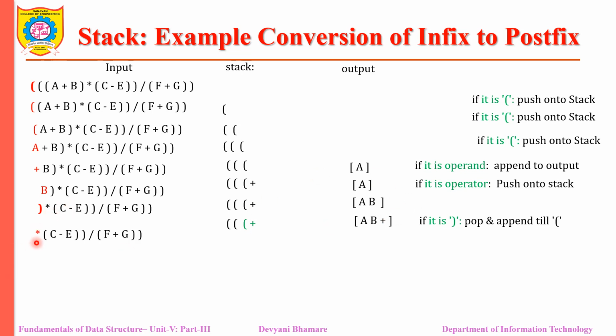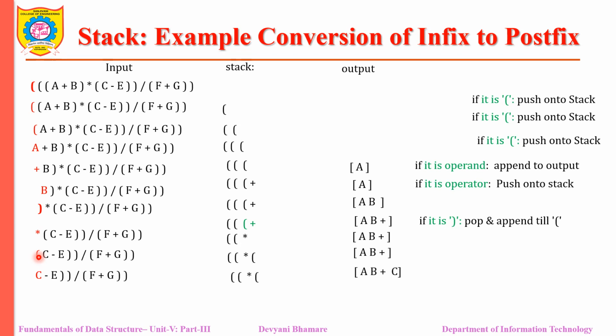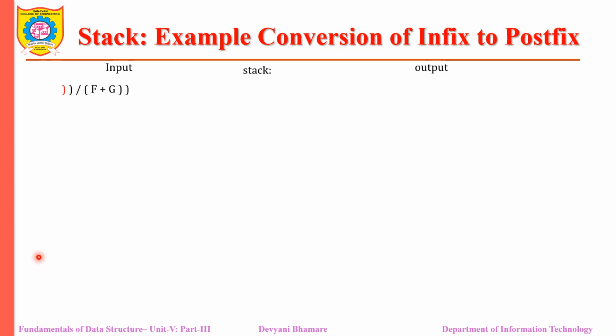After finishing that, again we get multiplication. It is an operator, so push it onto the stack. The next one is an opening parenthesis. Again we need to push it onto the stack. So our output is as it is. The next one is C, an operand, so copy it onto the output list. Then the minus operator, so push it onto the stack. Similarly, we have all these operations, and we take the respective steps depending upon what the token is.